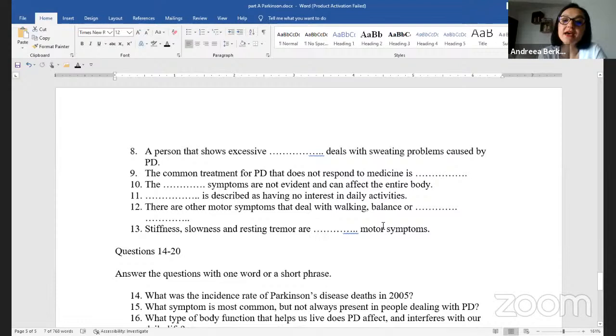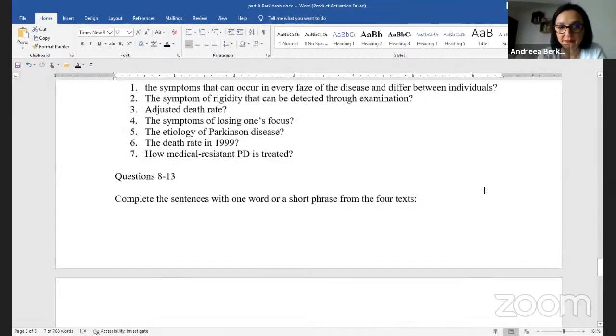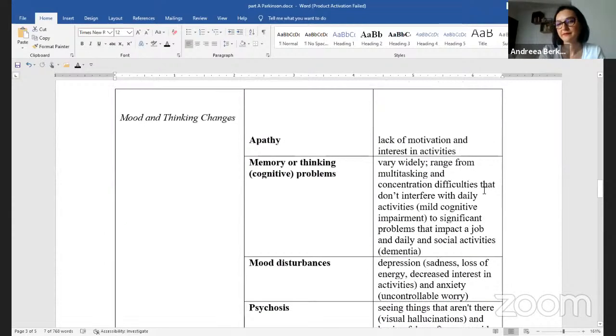Something is described as having no interest in daily activities. Now, I'm going to look for having no interest in daily activities. This is definitely what? What am I going to show you? The table in text C. Mood disturbance. Apathy, yes. Concentration difficulties.